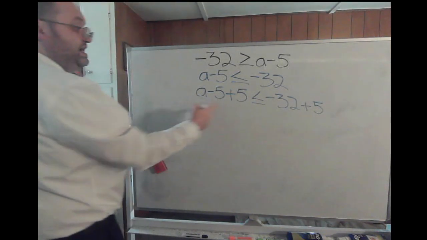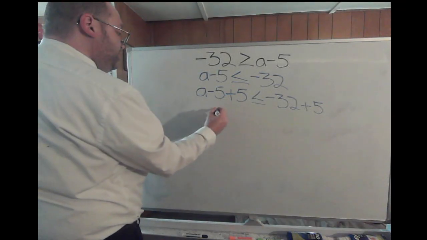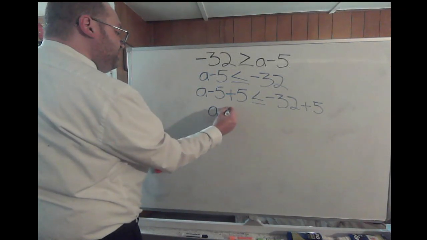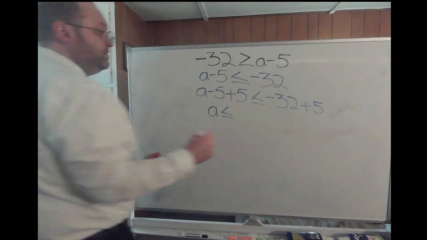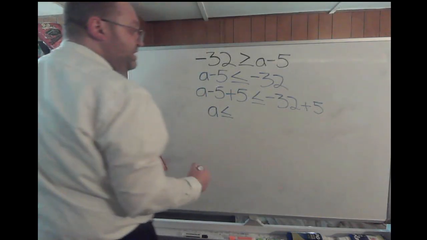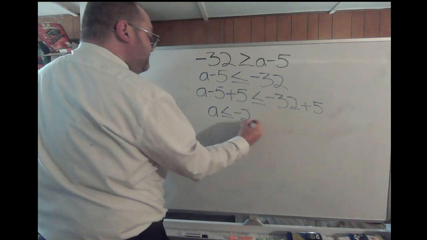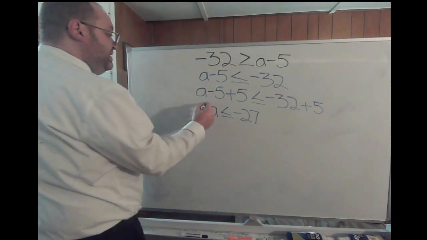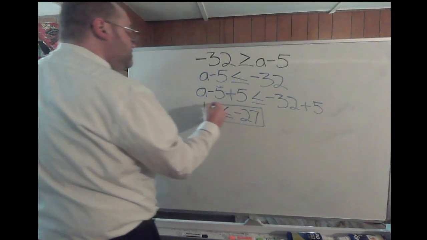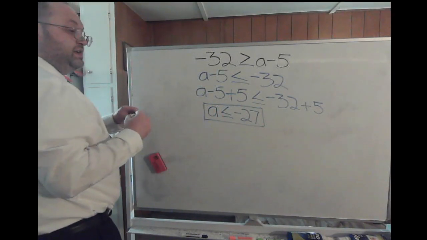So we have a minus 5 plus 5 is less than or equal to negative 32 plus 5. Well, on the left side, negative 5 plus 5 is 0. You just get a by itself. That would be less than or equal to negative 32 plus 5. That's negative 27. So the answer is a is less than or equal to negative 27.